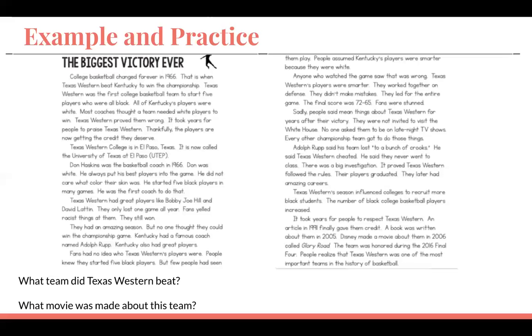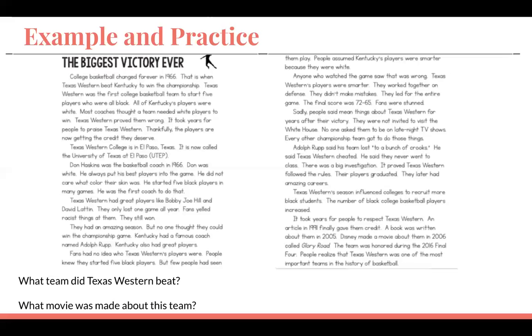They were not invited to visit the White House. No one asked them to be on late night TV shows. Every other championship team got to do those things. Adolph Rupp said his team lost to a bunch of crooks. He said Texas Western cheated. He said they never went to class. There was a big investigation. Investigation means they looked into it to see if that was true or false. It proved Texas Western had followed the rules.